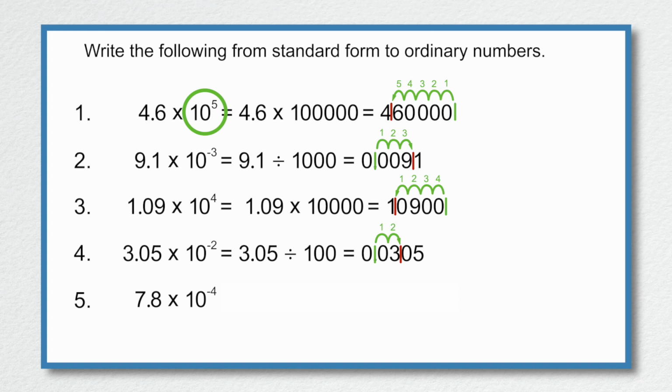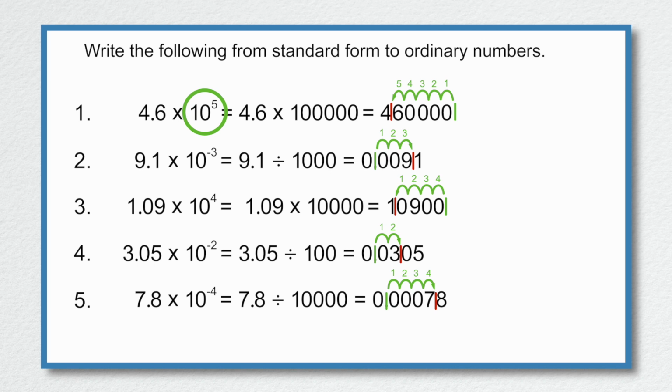And finally, 7.8 multiplied by 10 to the power of minus 4. So that's 7.8 divided by 10,000. So that gives us the answer 0.00078. And here's a quick check.